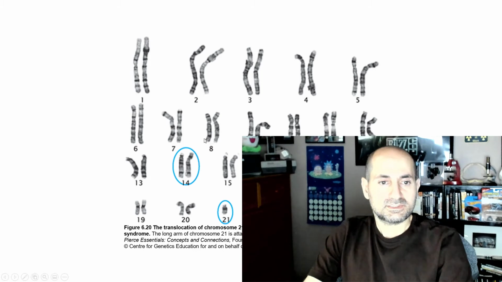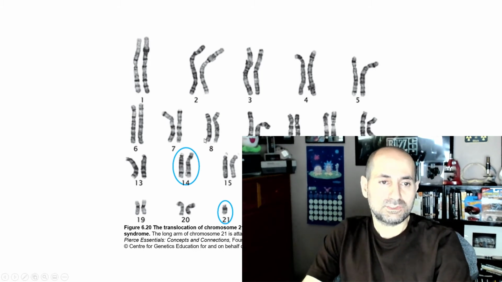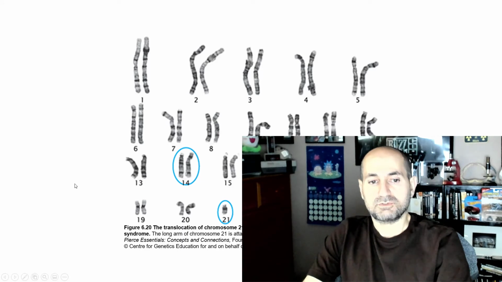Now, here, this is an example of what you would see with a Robertsonian translocation. So in this case, you have translocation of chromosome 21 onto another chromosome, resulting in familial Down syndrome. Part of 21 was transferred onto chromosome 14, and so you would have the same effects there, and it would be heritable.